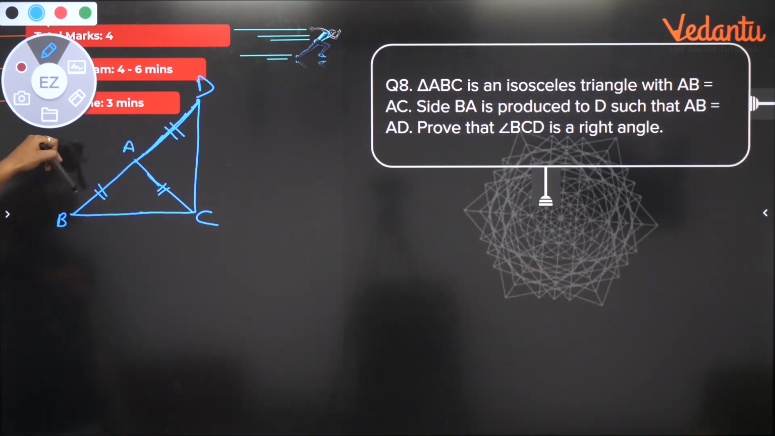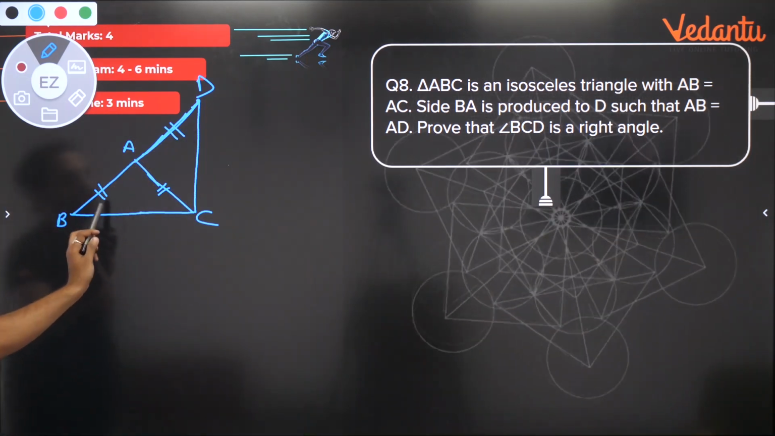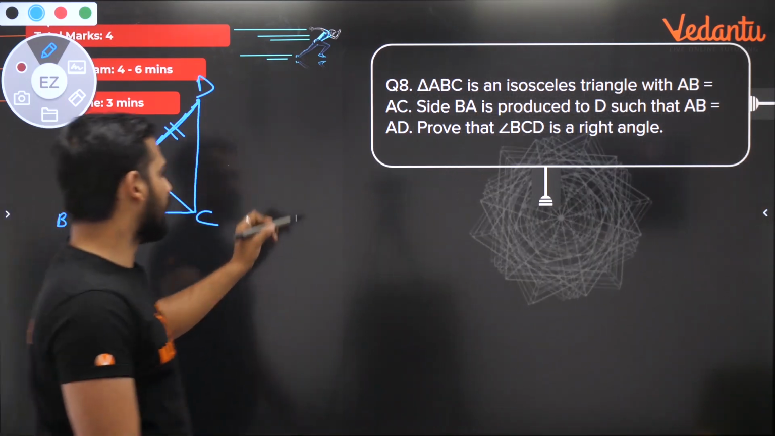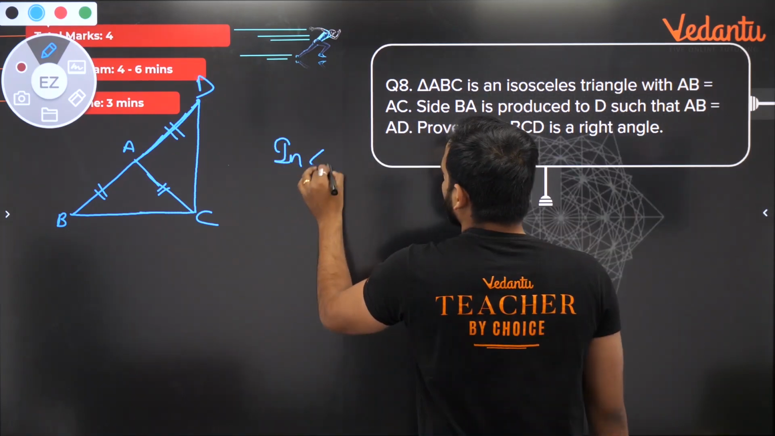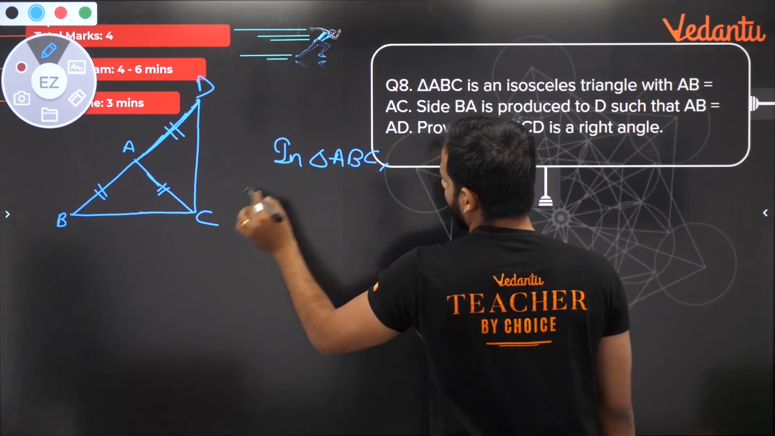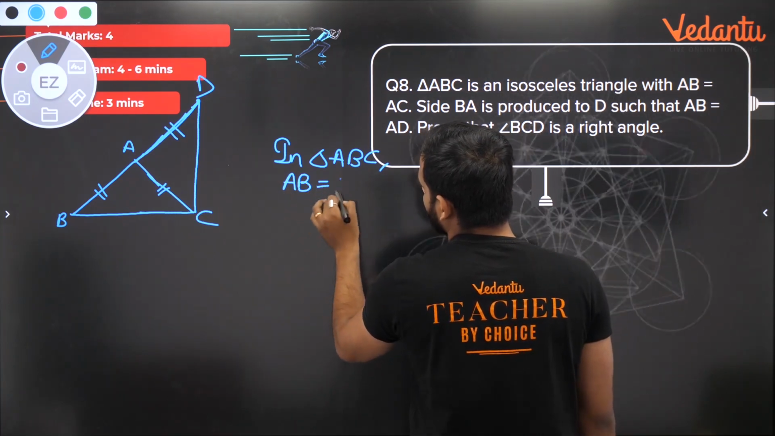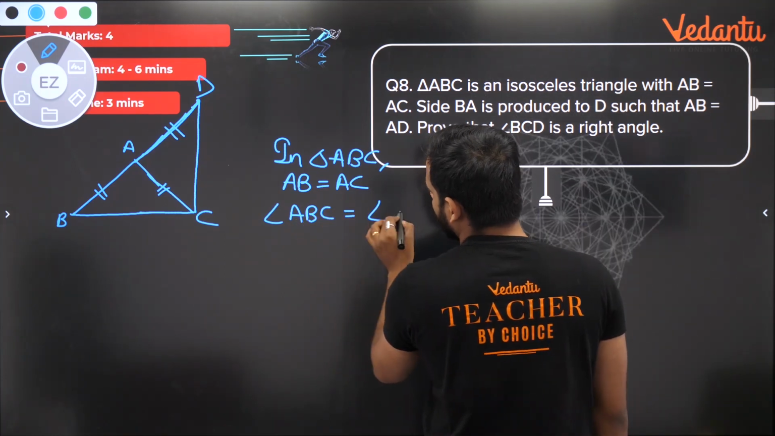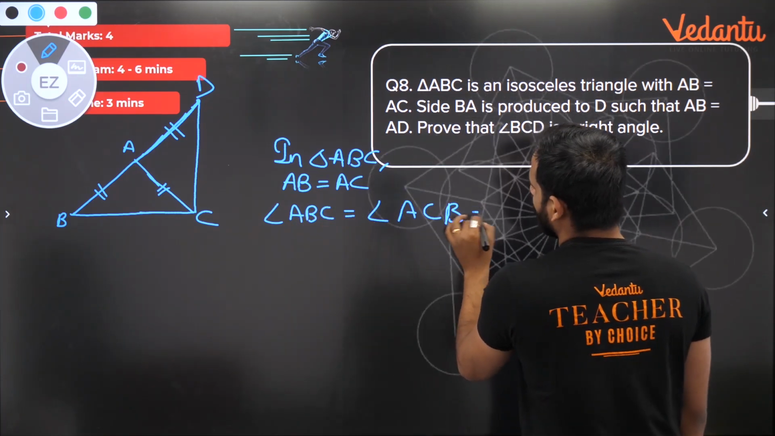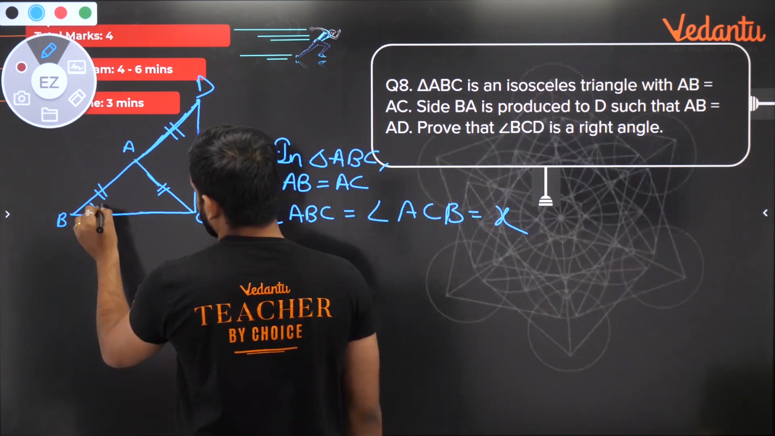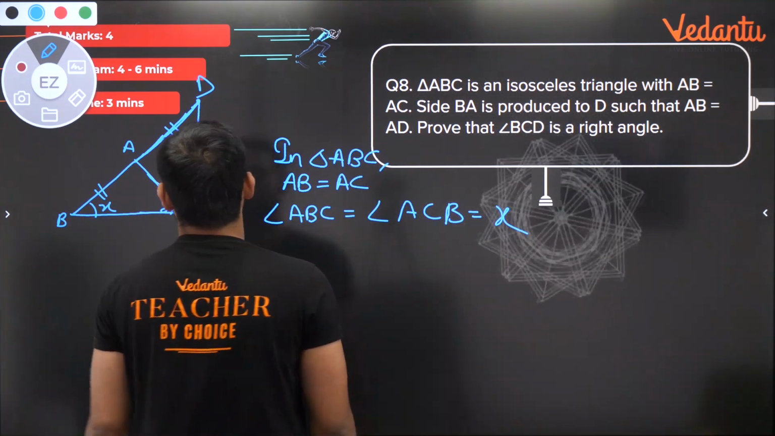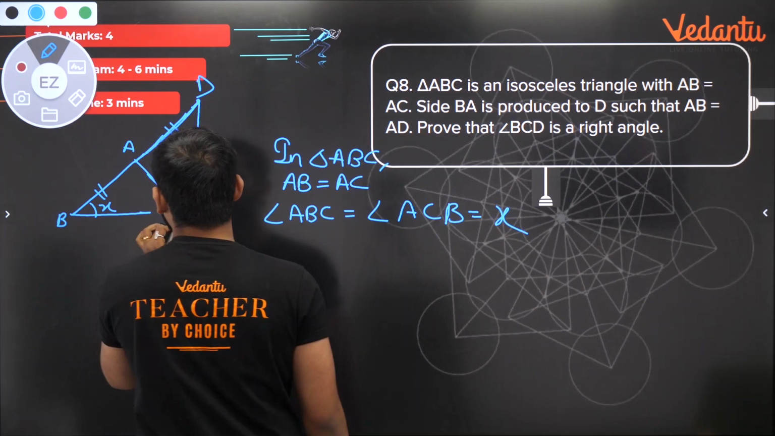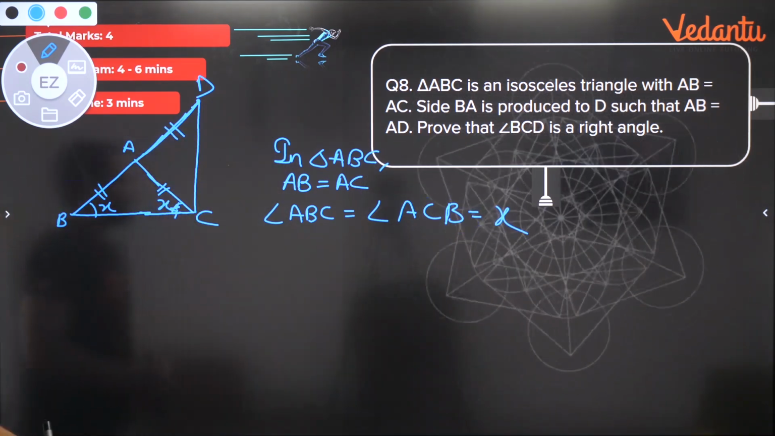Now we know AB is equal to AC and AB is equal to AD. That means all the three sides are equal to each other. Correct? So let us talk about triangle ABC. In triangle ABC, if AB is equal to AC, I can say angle ABC is equal to angle ACB. Let us say both are equal to X.